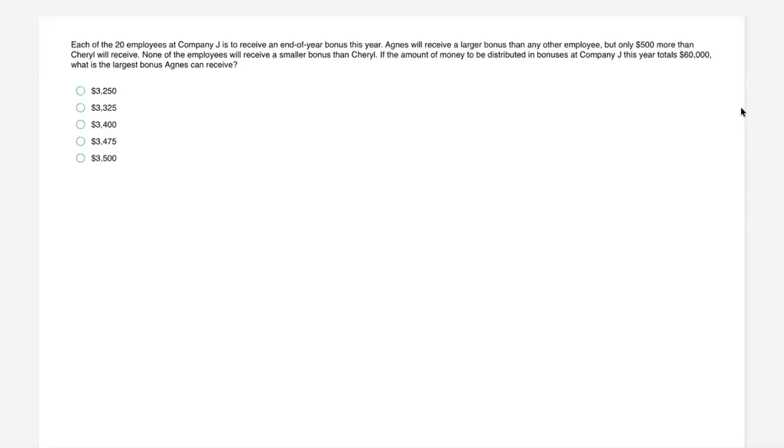Okay, so you do this one. Pay very careful attention. Each of the 20 employees at company J is to receive an end of year bonus this year. Agnes will receive a larger bonus than any other employee, but only 500 more than Cheryl. So Agnes is Cheryl plus 500. No one of the employees will receive a smaller bonus than Cheryl. So each employee that you call E will be equal to Cheryl. Is that okay?